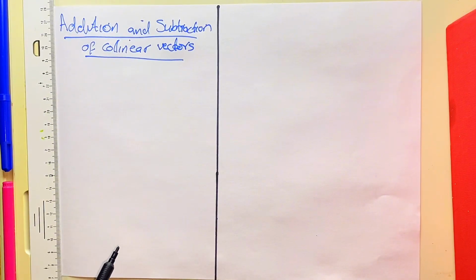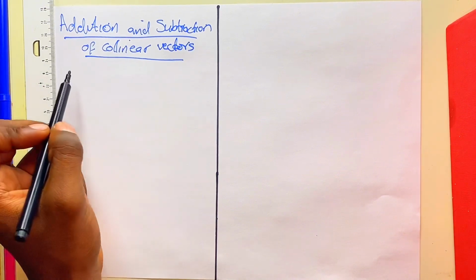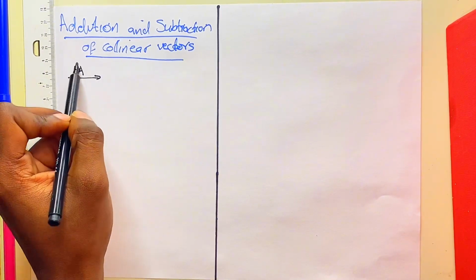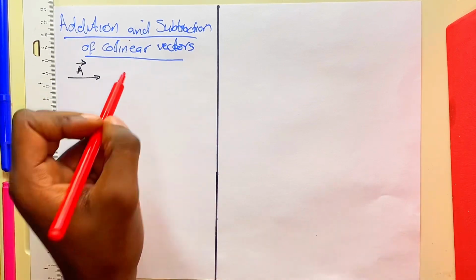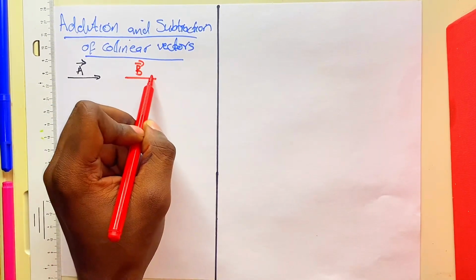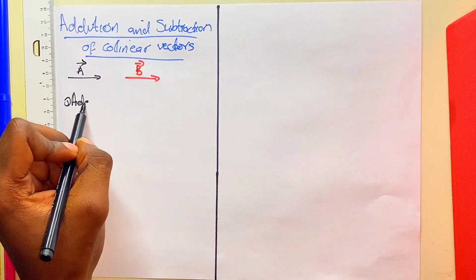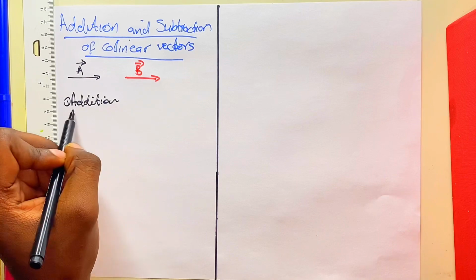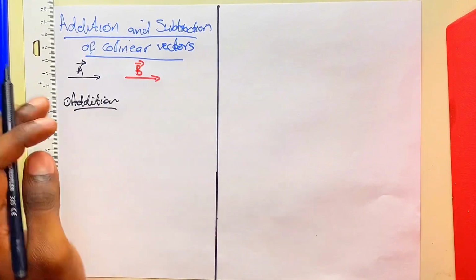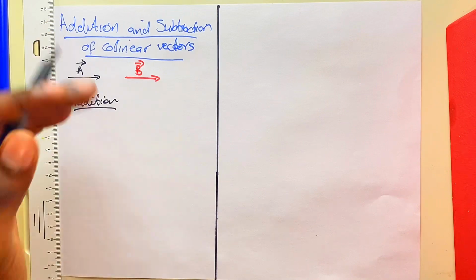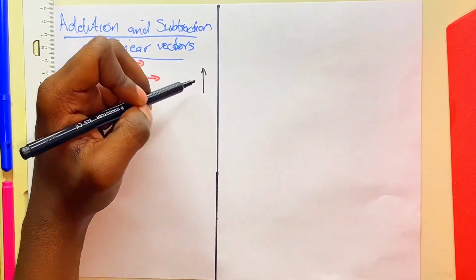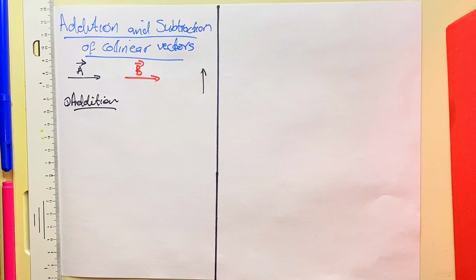Let's talk about the addition and subtraction of collinear vectors. Now when we say they are collinear, it means that they are acting on the same axis. For example, if you have the vector A and you have the vector B also acting in the same direction. So number one, how would we add them? Addition. Now how do we add vector A and vector B that are acting on the same axis? Even if they were going upwards or downwards, it will still act the same way.